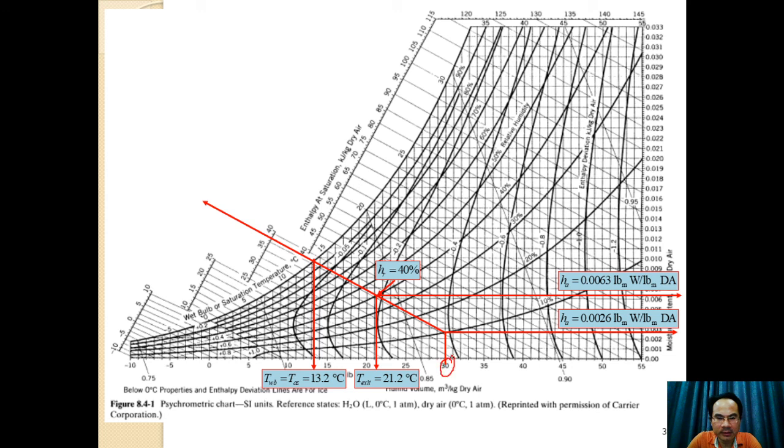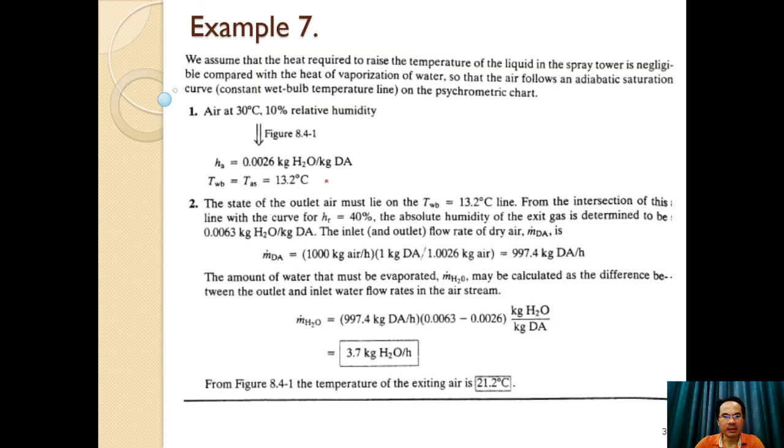30 degrees Celsius is this point, with 10% relative humidity, and we get the cross line. Then you drag the horizontal line, and you get the absolute humidity of 0.0025 kilogram of water per kilogram dry air. Also you can drag to contact the saturation line, and then drag the vertical line, and you get the dew point of approximately 13.2 Celsius. The wet bulb temperature, the saturation temperature, is 13.2 Celsius and has 0.026 kilogram water per kilogram dry air.